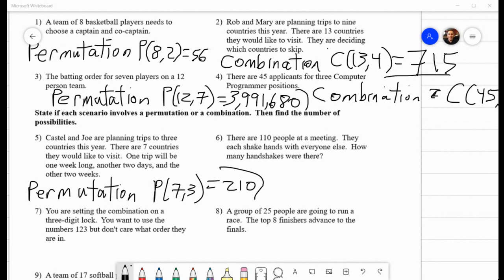So for the next one, you have 110 people at a meeting, right? They each are shaking hands with everyone else. And they want to know how many handshakes are there. Well, first we got to see, does order matter here? So let's see. Let me do another poll. Okay, so this is for number 6 now.